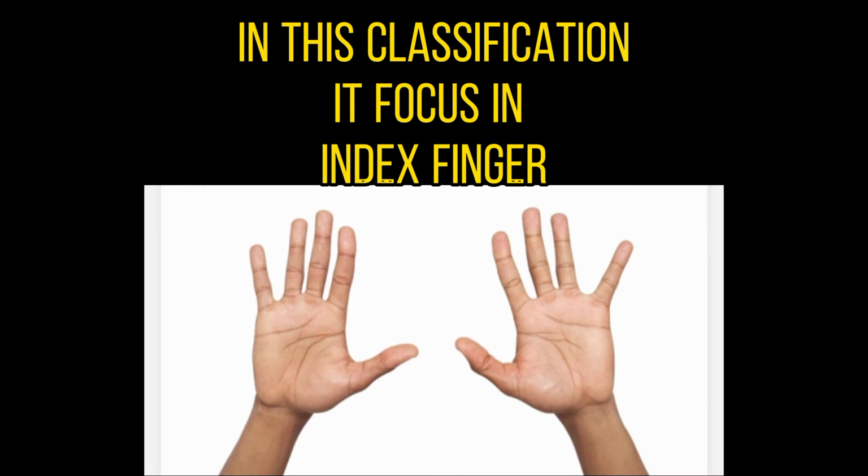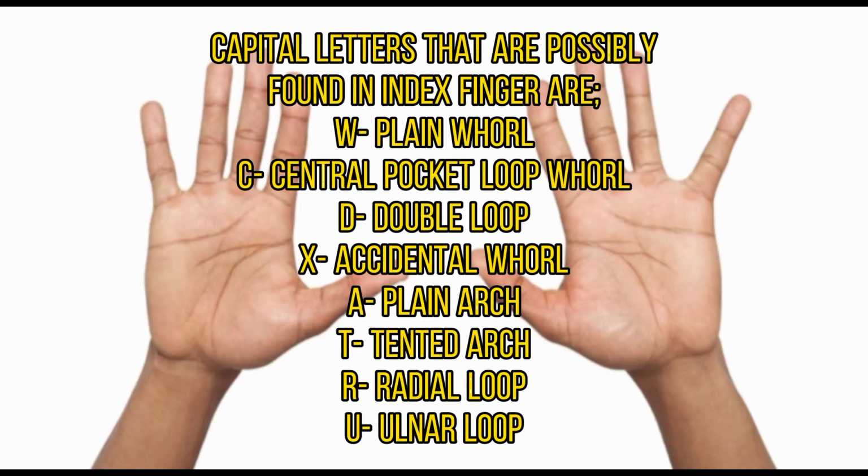Secondary classification. This classification focuses on the index finger. Capital letters that are possibly found in the index finger are W, plain whorl, C, central pocket loop whorl, D, double loop whorl, X, accidental whorl, A, plain arc, T, tented arc, R, radial loop, and U, ulnar loop.